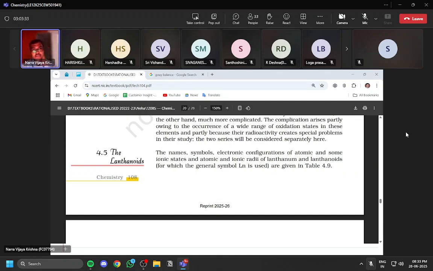Sir, P block is there for this UT? D block is there for this UT. P block is also there, but not in a detailed way. Whatever we have discussed in periodic classification of elements, that part of P block is present. Right? Okay, sir.